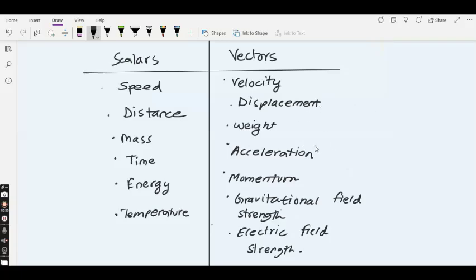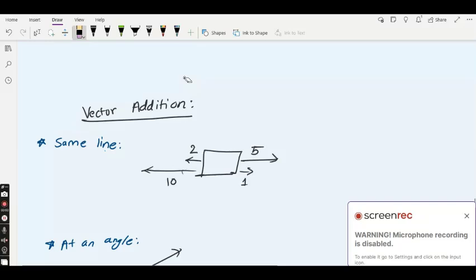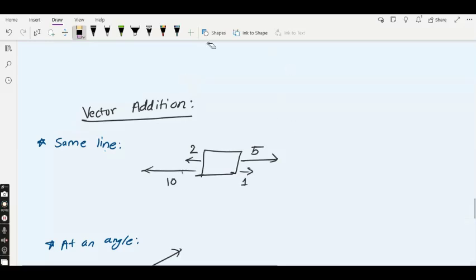For example, for acceleration, we can say that the acceleration is 5 meters per second squared forward or backward. So therefore, there is a direction associated with acceleration. Therefore, it will be a vector. Now, it's very important that you remember the scalar quantities and the vector quantities, especially the ones listed over here. Now let's see how we can represent vectors.